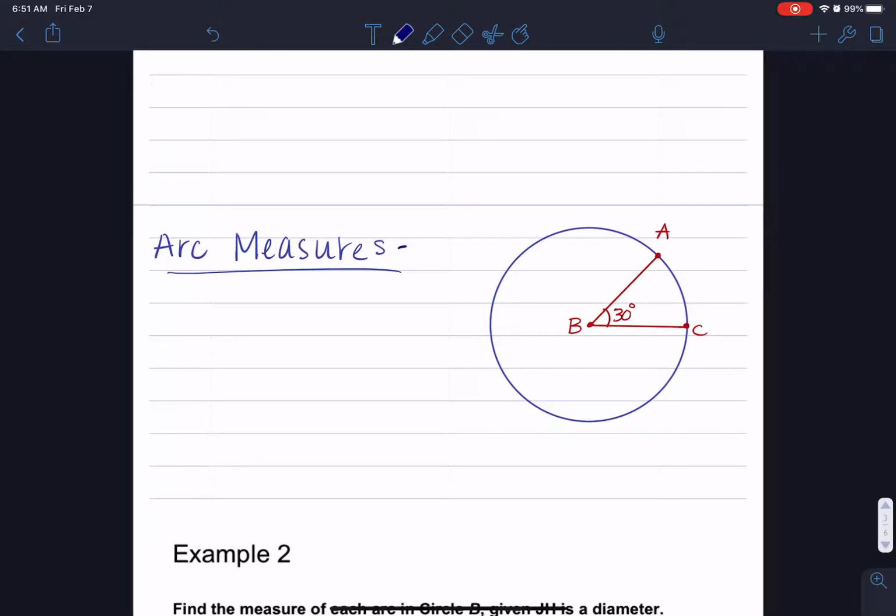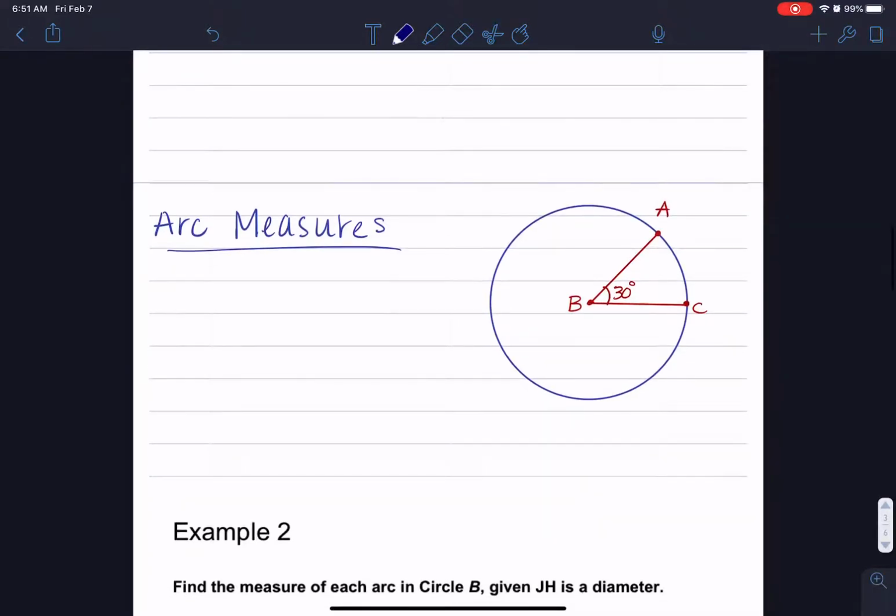Okay, so now we're going to talk about arc measures. What are arc measures? So it's weird. We know how angles have degree measures. Well, arcs also have degree measures. It's just going to be how many degrees, for example, is this arc AC out of 360. So the arc measure is the degrees out of 360. So 10 degrees, 20 degrees, 150 degrees, 180 degrees, okay?